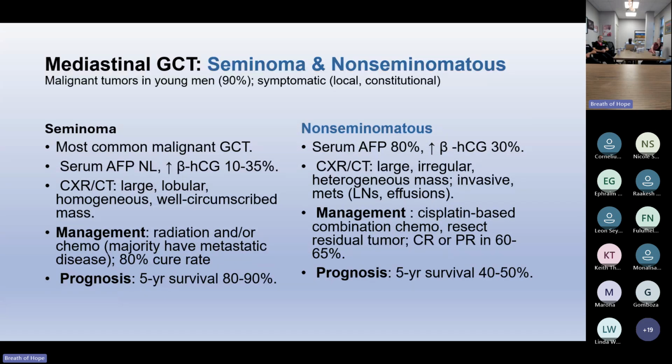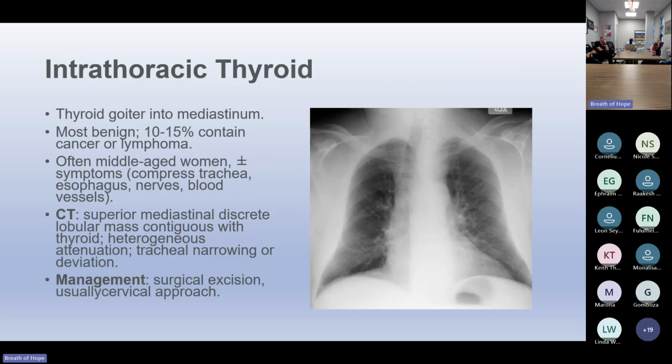Chest X-ray, of course, will show a larger, irregular, heterogeneous mass, invasive, with mets to the lymph nodes and effusions. Management is cisplatin-based combination chemo. Resection is also possible, but there is the issue of the risk of residual tumor. Prognosis, 5-year survival is about 40 to 50%.